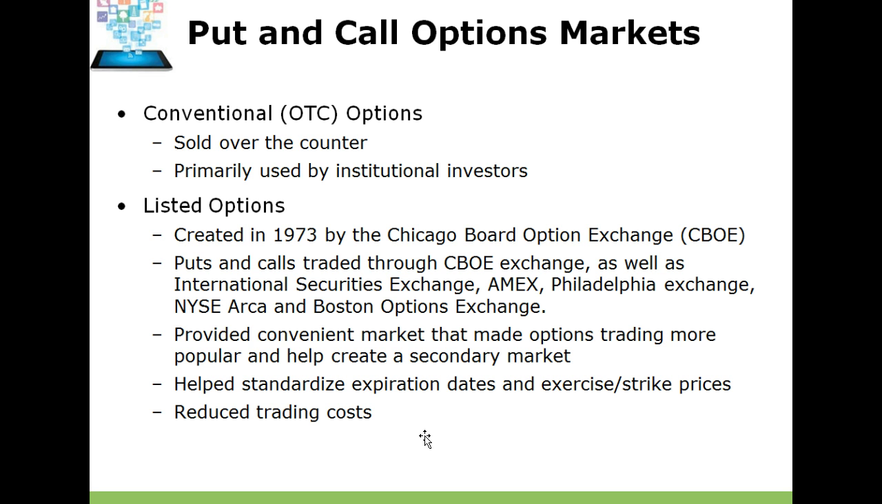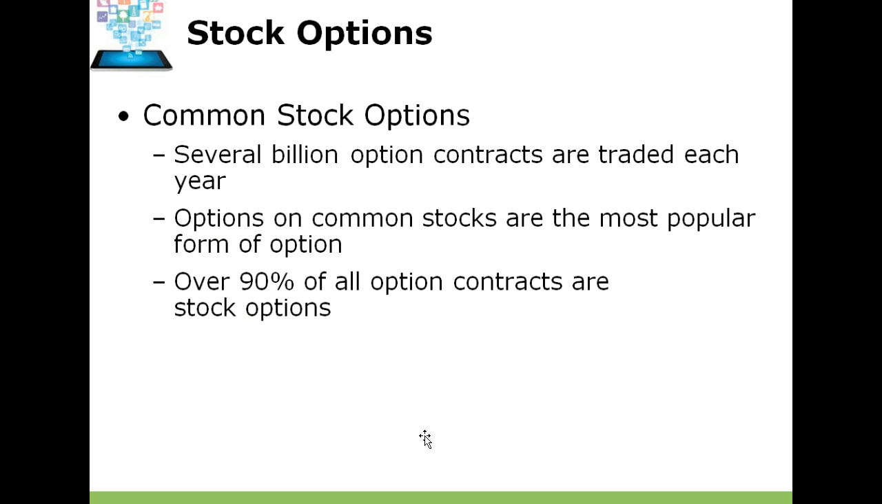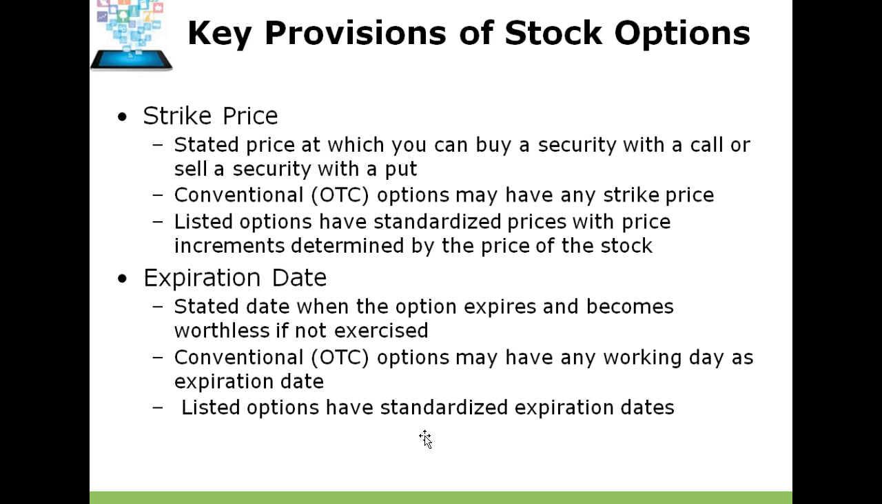So here the option exchange greatly standardized and then made the option contracts available for all to invest. Billions of options contracts are traded each year. Options on stocks are definitely the most popular, and 90% of the contracts are stock option contracts. Now here are the key elements of a stock option, and there are generally a lot of questions in the test about this type of thing.